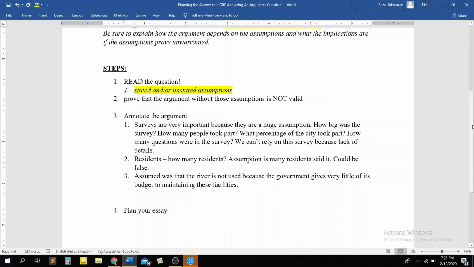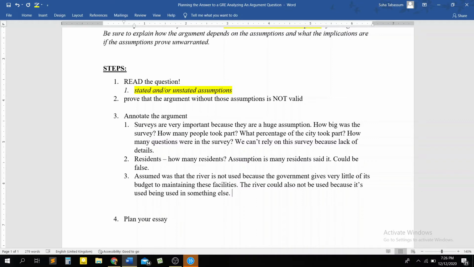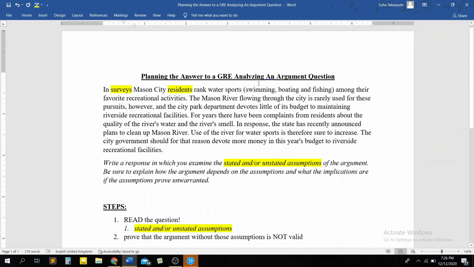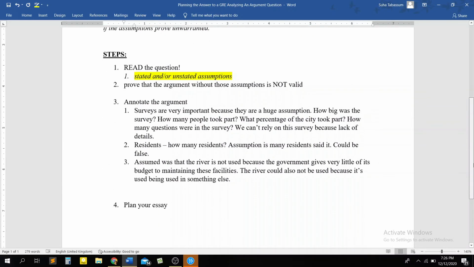The river is not used because the government devotes very little budget. The river could also not be used because it's being used in something else. For example, maybe the river isn't used because another sport outside of these three, swimming, boating, and fishing, regularly happens in the river. So nothing about that is mentioned. So directly saying that the river isn't used because the government devotes less budget isn't true, because the river could also be used in something else.